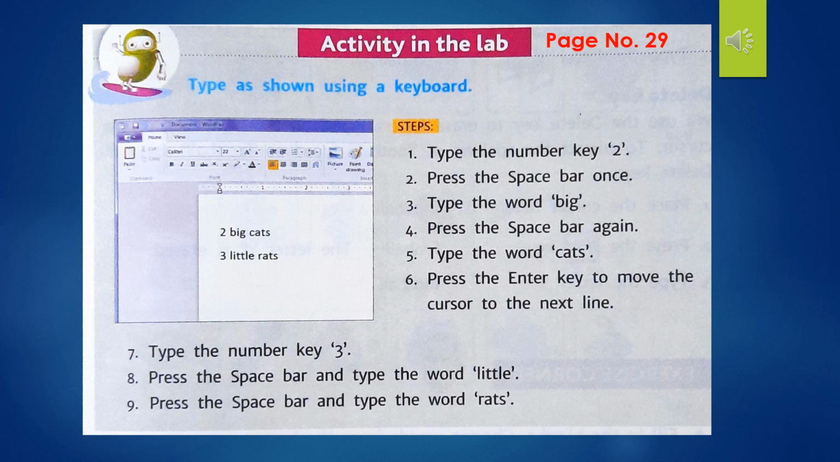Then again the space bar and then you will type cats. So you have completed 2 big cats. Now press the enter key because you have to go to the next line. So the cursor will move to the next line. Now similarly type 3, space bar, and then type the word little, then again the space bar and then type the word rats. I hope you were able to do it comfortably.